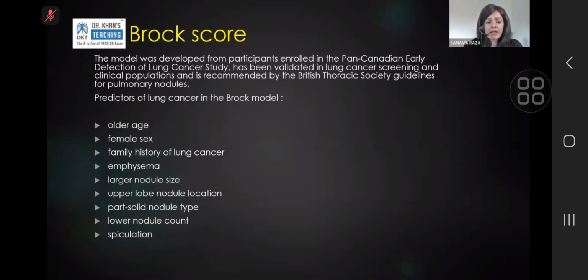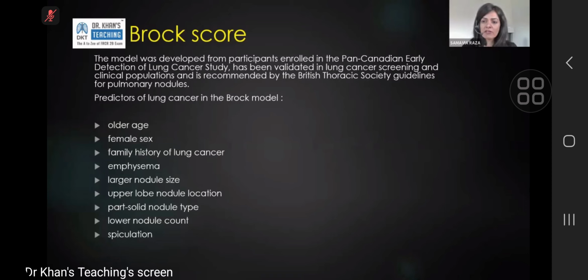The other thing is upper lobe nodule location. I can't exactly explain it, but data clearly shows that upper lobe nodules are more likely to be cancer. Part solid nodule type is more suspicious. Low nodule count. This is something to remember when somebody asks, is it only applicable for solitary nodules?